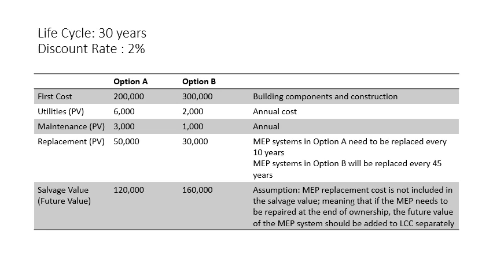In this exercise, we assume that you want to sell your building after 30 years, and the discount rate is 2% for all of the costs. The first cost of option A is $200,000, which is less than option B with $300,000. Utilities, maintenance, and replacement costs are given in present value, and it means that you need to calculate the future value. Replacement cost in option A is about the MEP systems that need to be replaced every 10 years, and in option B, the MEP systems need to be replaced every 45 years, which is longer than the time of ownership.